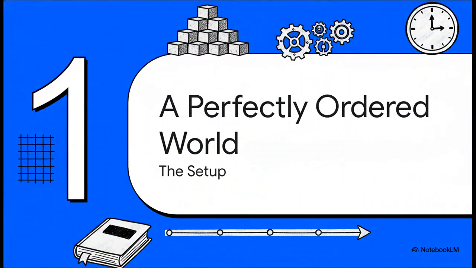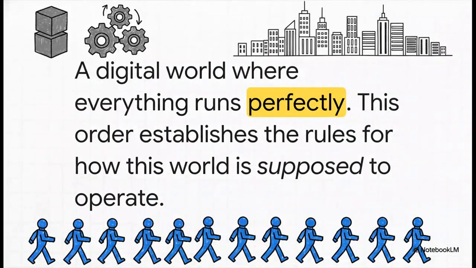First up, a perfectly ordered world. You know, every great story has to show you what normal looks like before it throws a wrench in the works. In this script, it just nails the setup. So right away, we're dropped into Pixeltopia. And that keyword here is perfectly. It sets up this baseline of absolute order and predictability. This isn't just a place, it's the rule book for how life is supposed to be.